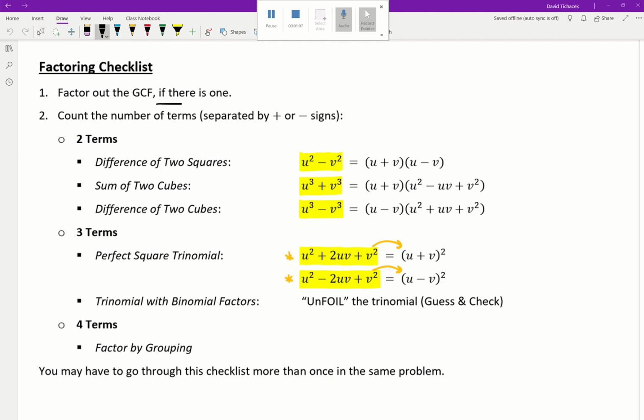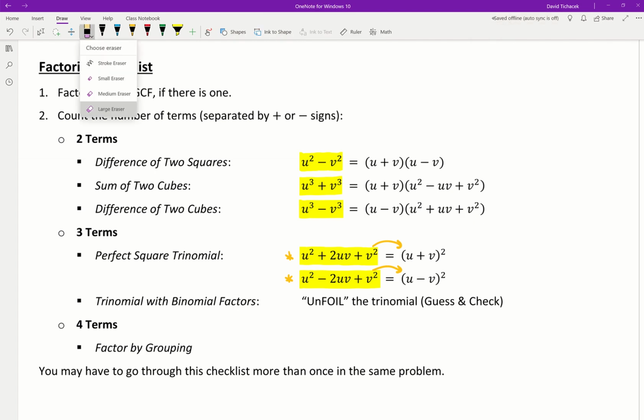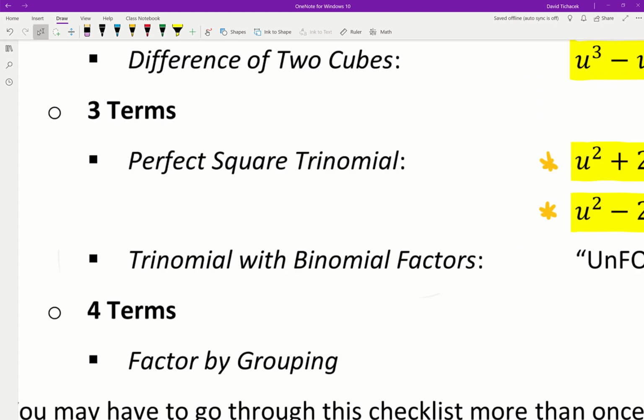There may not be one in the problem to speak of, but if there is one, we are going to talk about factoring it out. If there's not one, we're just going to move on in this list to other things to try, and we're going to do that depending on the number of terms that we have. So if we have a 2-term, we're going to talk about applying one of these formulas from the last video. But today we're going to move on to 3 and 4 terms.